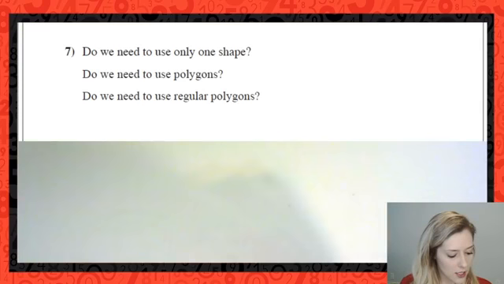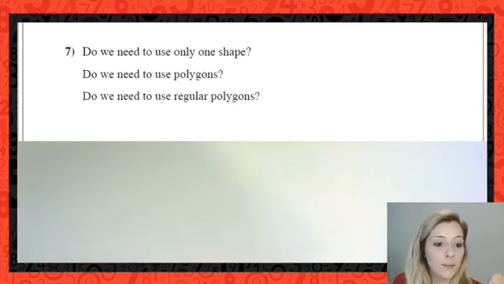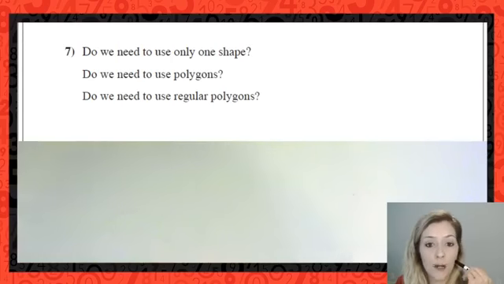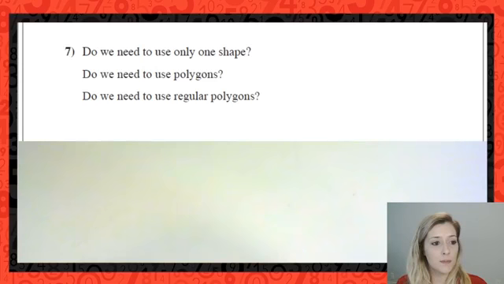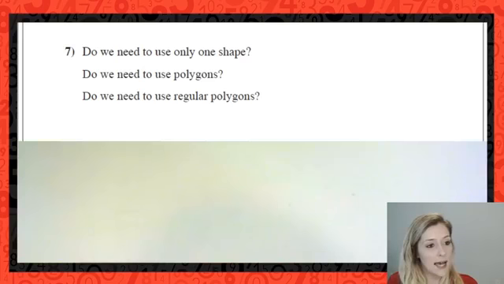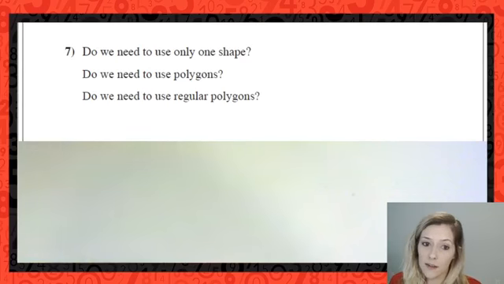And a few other questions I want you to ask yourselves are, do we need to use only one shape? By now we should be saying pretty quickly to that question, well, no, we've seen tessellations with many shapes. Do we need to use only polygons? That's a fair question to ask. And do we need to use only regular polygons? Will all regular polygons work? There's another question to ask ourselves.